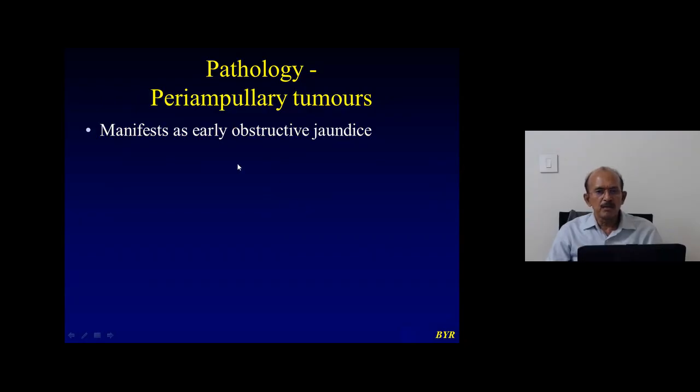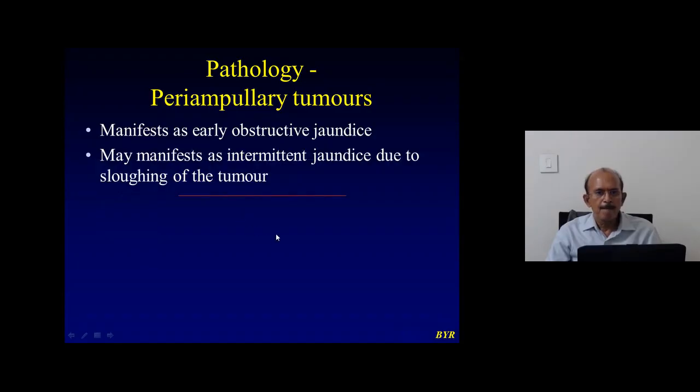Periampullary tumors manifest as early obstructive jaundice because they are very close to the level of the ampulla of Vater. So they will be causing obstructive jaundice. They may manifest as intermittent jaundice due to sloughing of the tumor. What is intermittent jaundice?